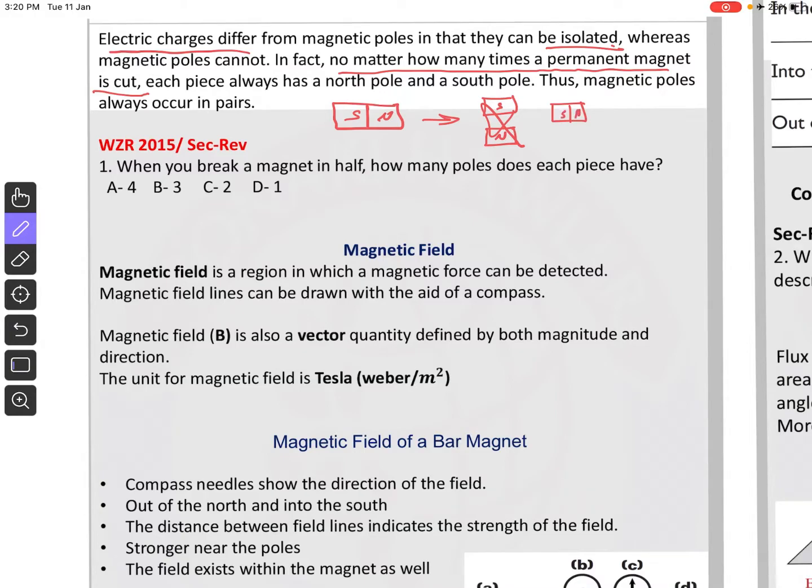One side will be N, one side will be S. If you cut it again you will have smaller pieces, with one side N, one side S. So you cannot have only N if you cut a magnet. Okay? Look at this Wizard question 2015. They ask a section review question, by the way: when you break a magnet in half, how many poles does each piece have? When I cut this magnet into two pieces, each piece has two poles, N and S. You cannot say each piece has one pole, only two poles, okay?